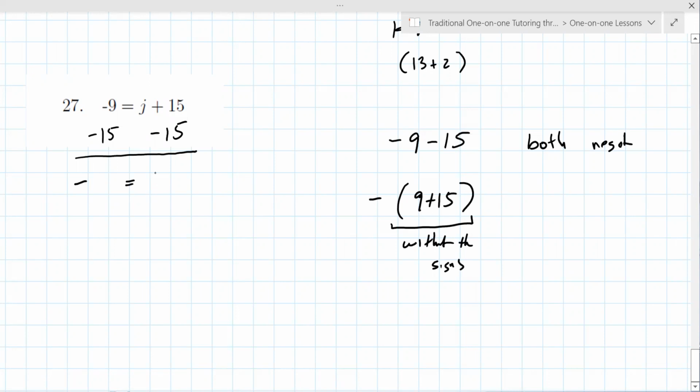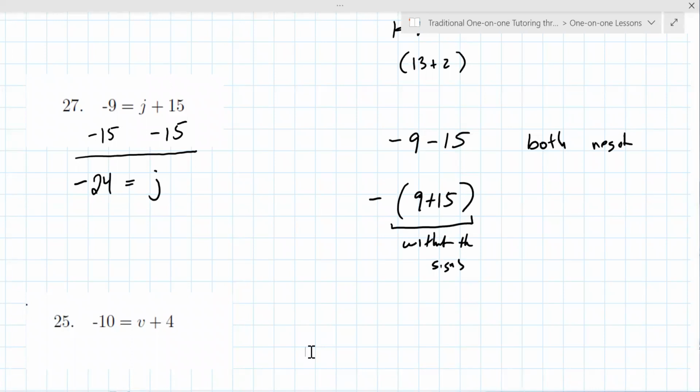So what does J equal in this problem? 24. Nope. Or negative 24, sorry. Yes. Okay, here's one for you to try on your own. You can, of course, ask me questions if you need to. I'm going to leave the other problem up in case you want to look back at it, but go ahead and try number 25, please.